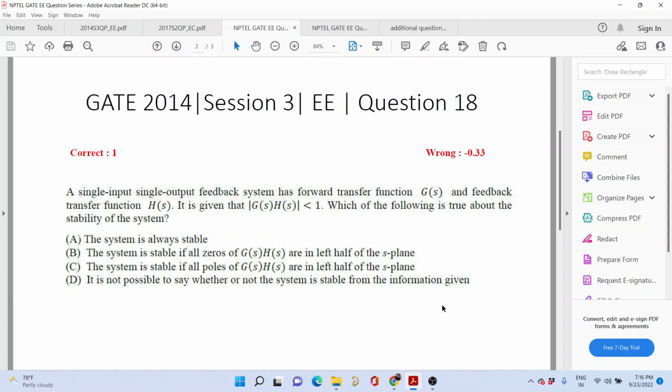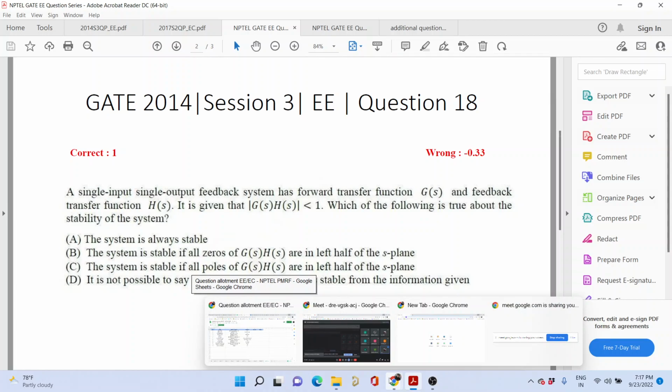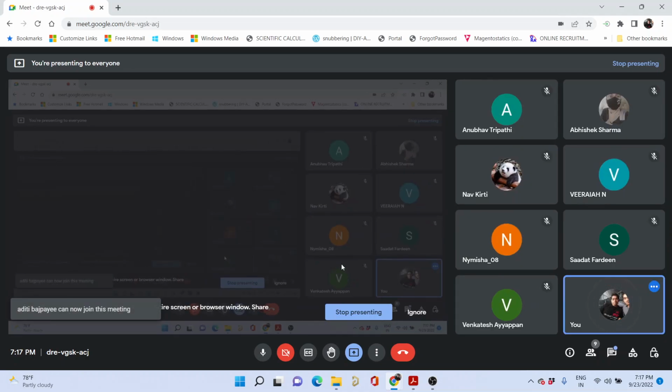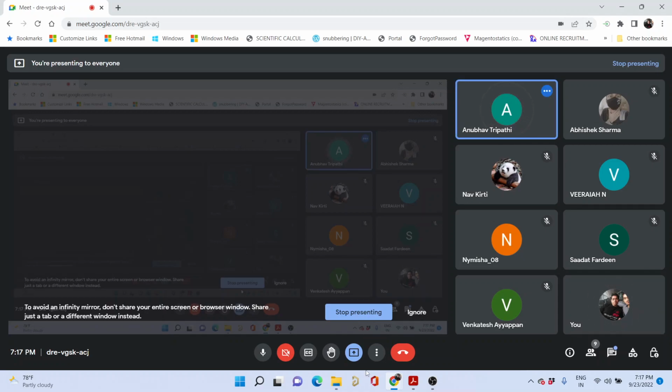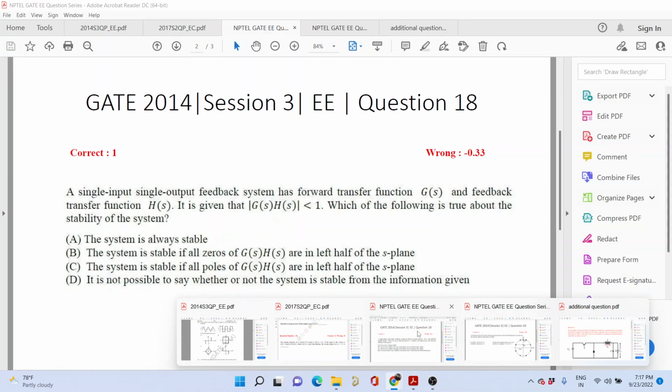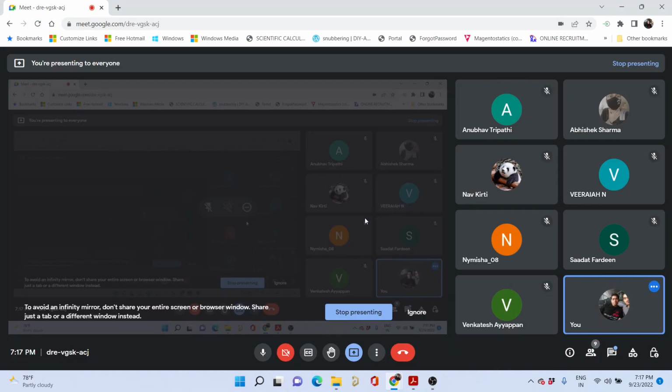Anybody else with any other answer other than Vidya? It is already more than 3 minutes that I have given you to think. Anybody else with the answer? Anubhav, what do you think would be the answer? Yes, sir. C, you think would be the answer. Abhishek, are you there? What do you think would be the correct answer? Which option do you think is correct? You can just type in.